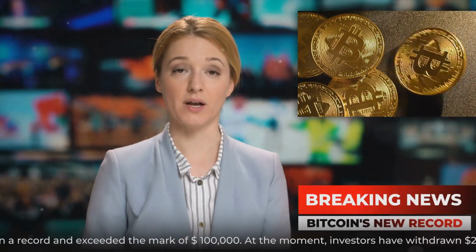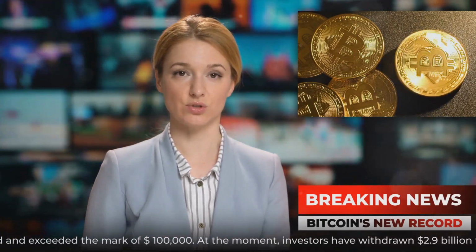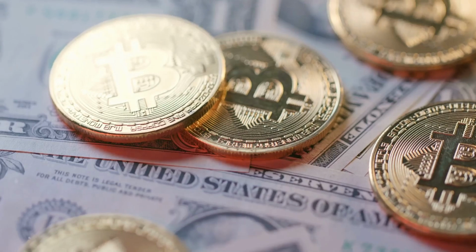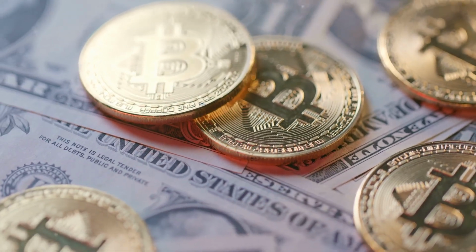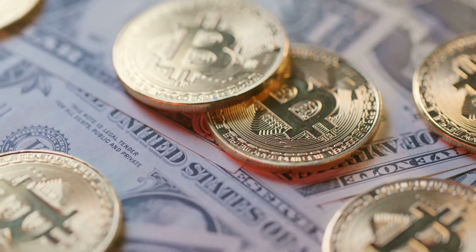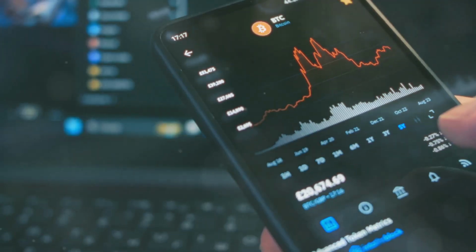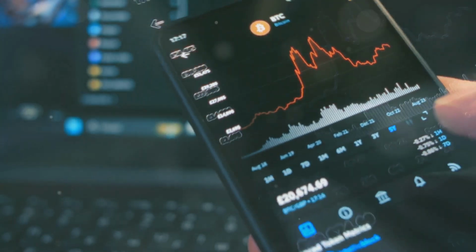Okay, let's address the elephant in the room, the controversies. Despite its popularity, Tether has faced some criticism. One major concern is transparency. Critics question whether Tether has enough US dollar reserves. They are supposed to back each USDT issued. This lack of full transparency makes some people nervous.